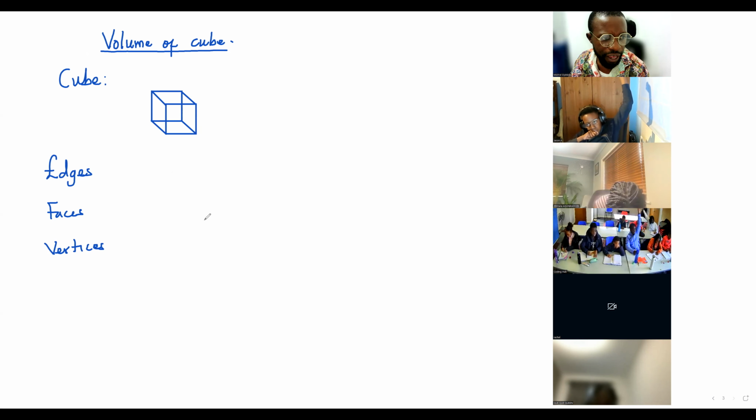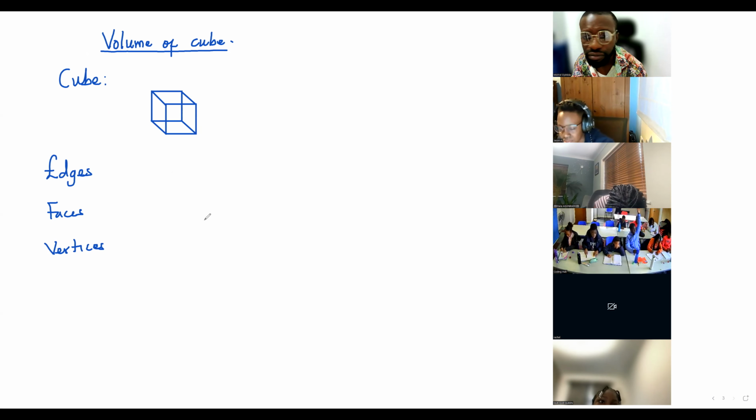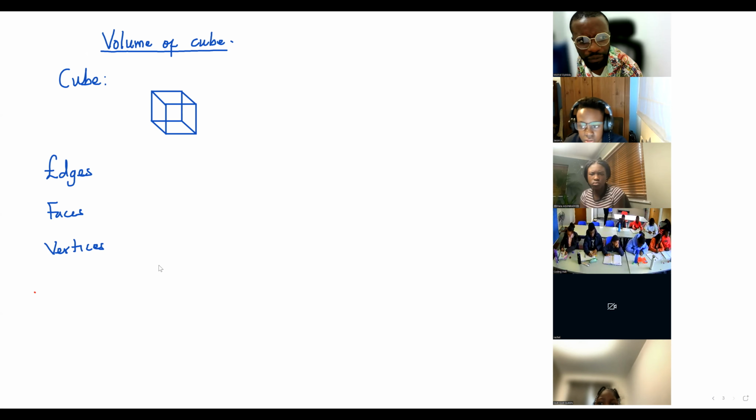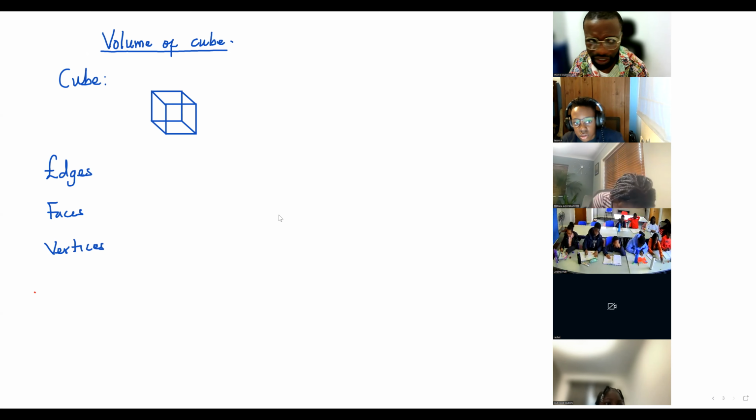Okay, Jason A. How many edges does a cube have? I think it has 16 or 18. 16 or 18 edges. Okay, who agrees with Jason A? I'm not sure I agree. No, it does not have 16 edges. All right. Yes, Gabriela, how many edges? 8. 8 edges. Now let us see how many edges it has.